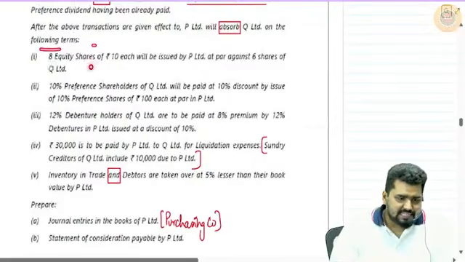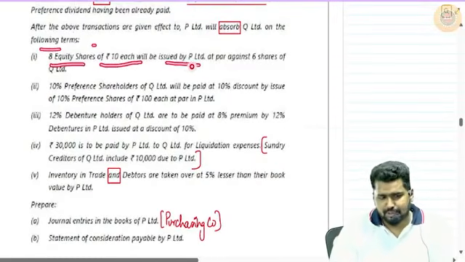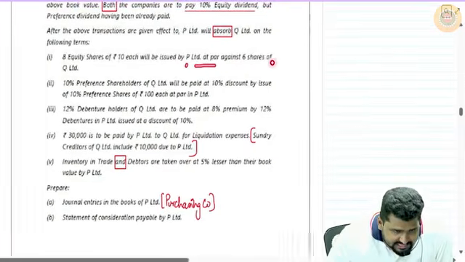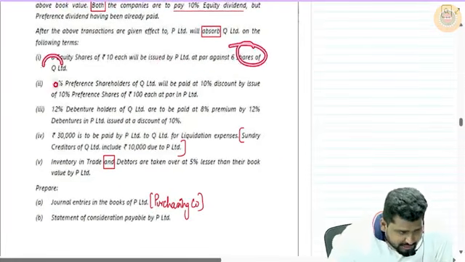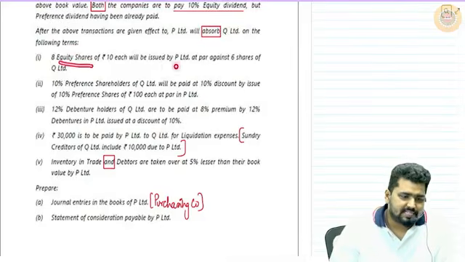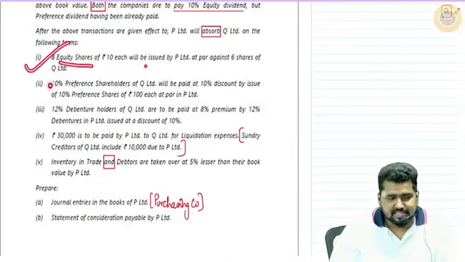8 equity shares of 10 each will be issued by P limited at par against 6 shares of which limited? Q limited. Against 6 shares of what? Q limited. Sir, equity shares is given, sir. Therefore, we can consider the PC calculation. 10% preference shareholders of Q limited.